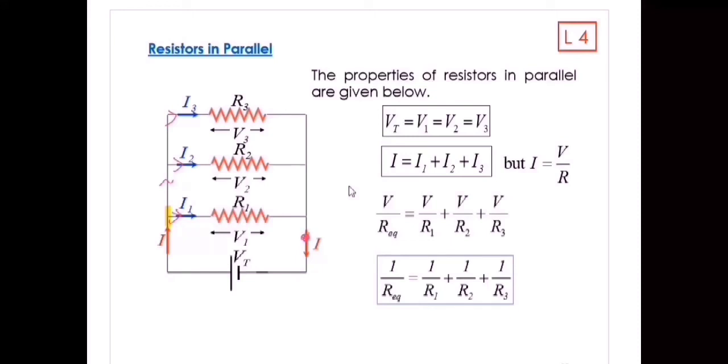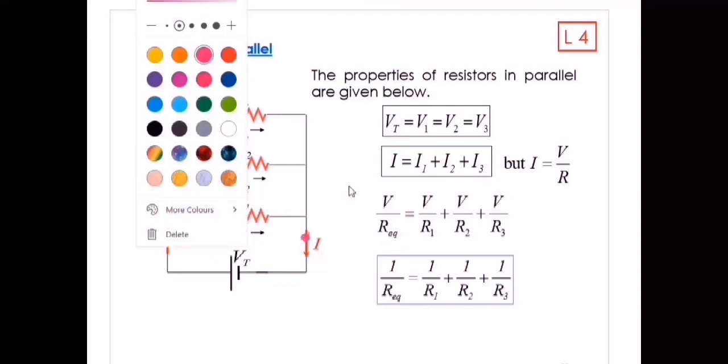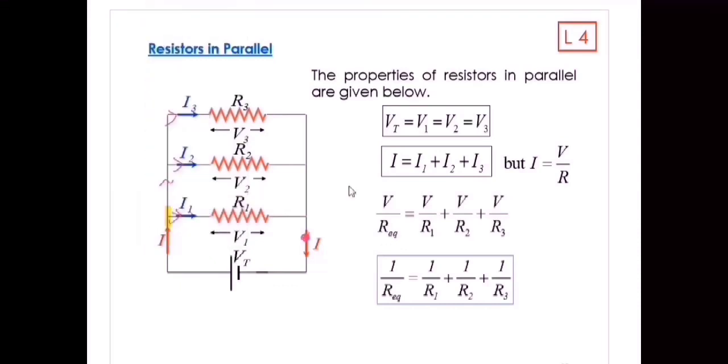So that's why for the current, I equals I1 plus I2 plus I3. And since they are connected in parallel, the voltage across all resistors is the same. So the terminal voltage V equals V1 equals V2 equals V3. When they're connected in parallel, all voltages are the same.